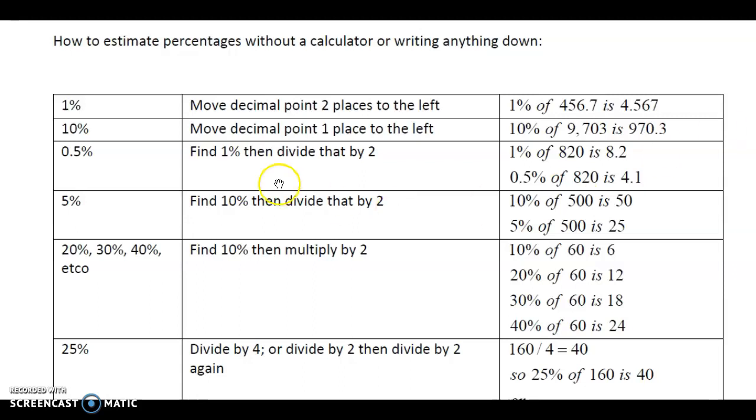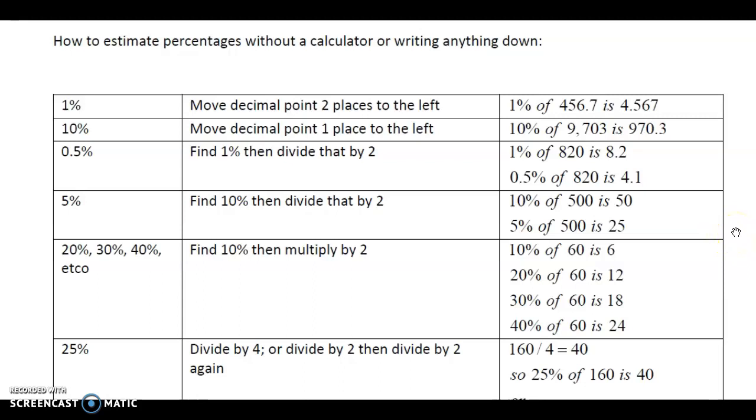For example, if you wanted to find half of a percent, you could find 1% first and then divide that answer by 2. So 1% of 820 would be 8.2, and again, that's moving the decimal point 2 places to the left. Then to get half of a percent of 820, you would take the 8.2 and cut it in half, divide by 2, and that would give you 4.1. If we wanted to find 5%, we could find 10% first and then divide that answer by 2. So if 10% of 500 is 50, then that means that 5% of 500 is 25. So once you find 10%, you can divide that answer by 2 to get 5%.